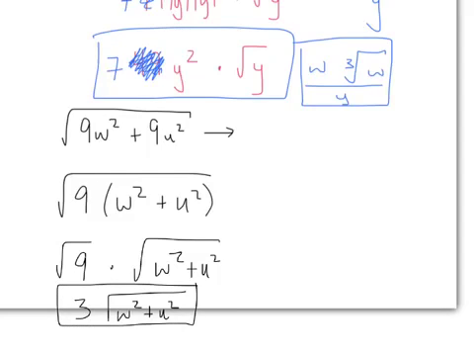3 times the quantity square root of W squared plus U squared. Okay, 3 is our coefficient here. And think about it this way. The only way this would have worked is if you could have gotten something like W plus U times W plus U. Right? But you cannot factor this. There's nothing to factor that into.